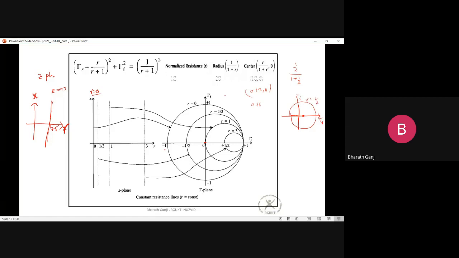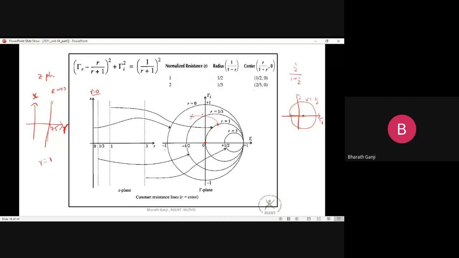Similarly, I can take another one, that is r equal to 1. This is a very interesting circle, because if r is made equal to 1, you are very close to matching the circuit. Usually, matching circuits are designed like this: our load impedance is somewhere here, and the first target is to slowly bring it onto the r equal to 1 circle. Once it is on the r equal to 1 circle, from there you just want to transform the impedance to the center.